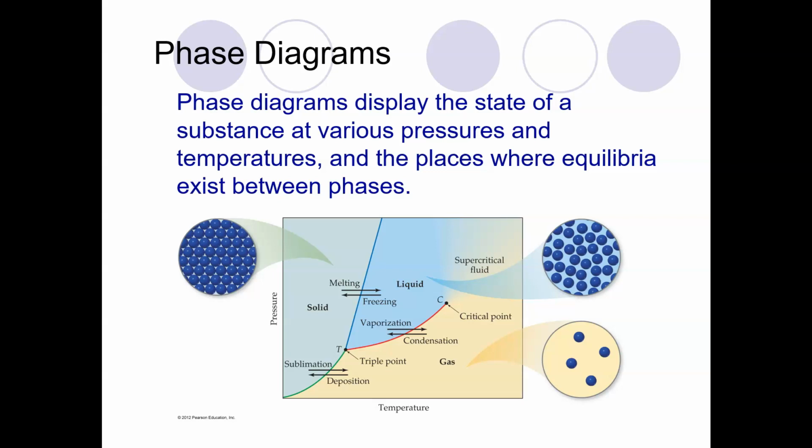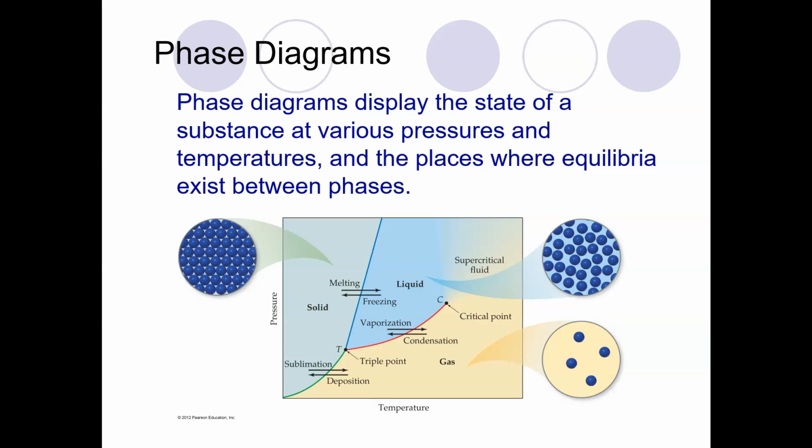So phase diagrams let us, if the pressure is something different than 1 atmosphere, which is what we assume it is all the time, figure out the temperature at which things change between their states of matter. So we're going to learn how to read a phase diagram. This one has everything labeled for us.